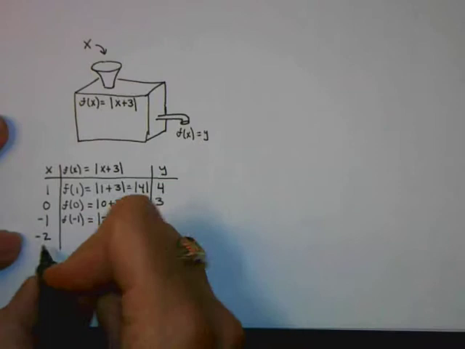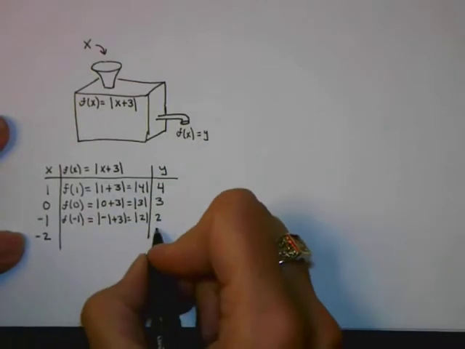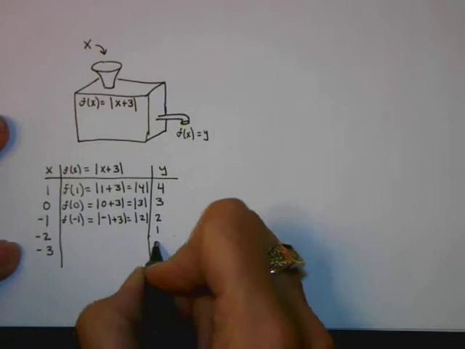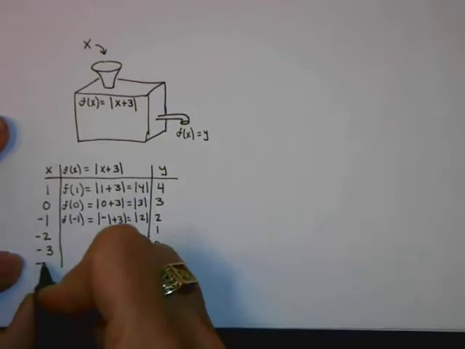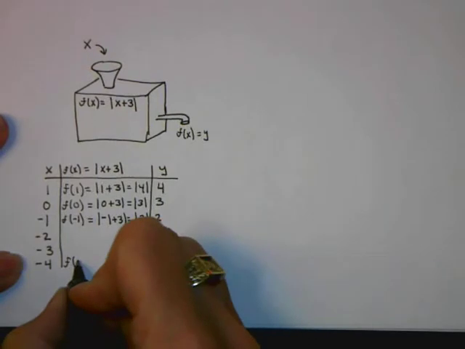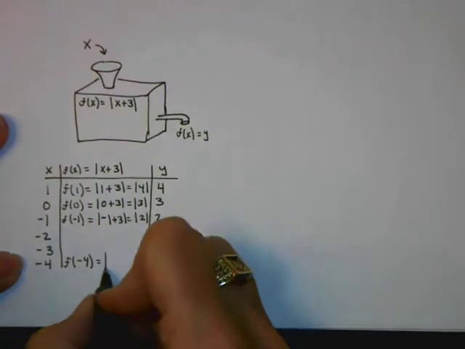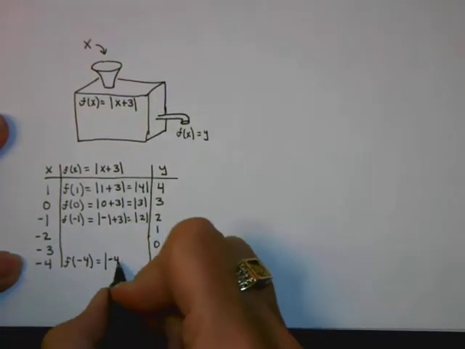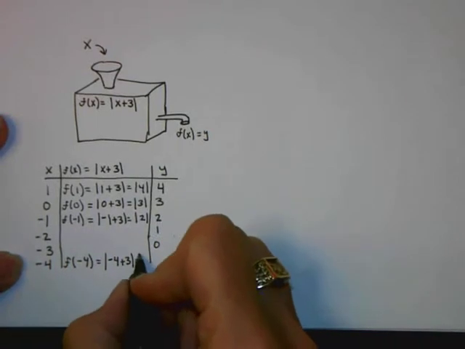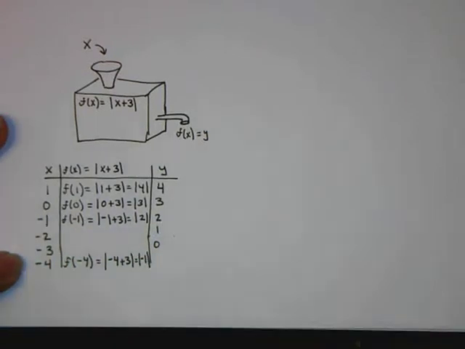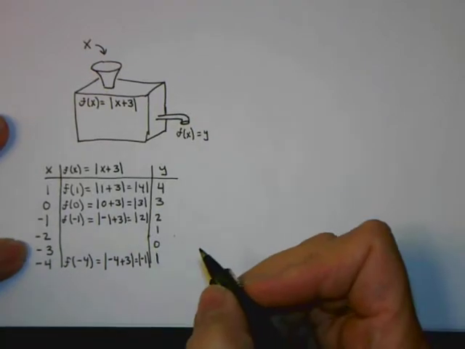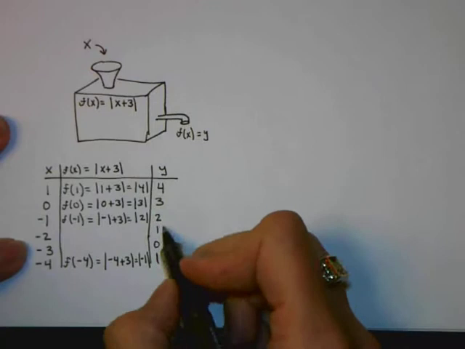As we continue on, we'll find that the absolute value of negative 2 plus 3 is 1, the absolute value of negative 3 plus 3 is 0, and you could do the work to see this. Let's take a look at negative 4. The value of this function when x is negative 4: now we're taking the absolute value of negative 4 plus 3. Negative 4 plus 3 is negative 1, so we're taking the absolute value of negative 1. The absolute value of negative 1 is 1. So notice that this function seems to turn around.